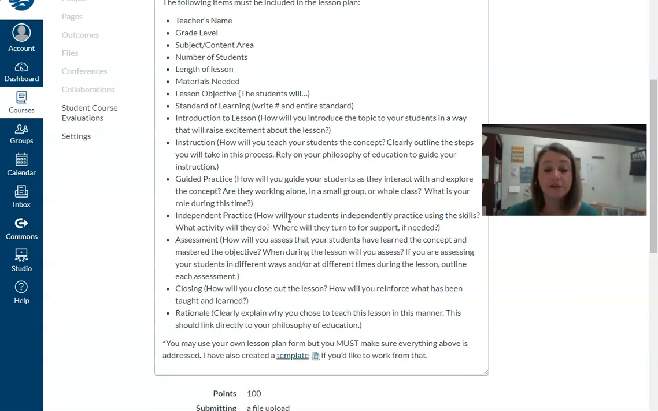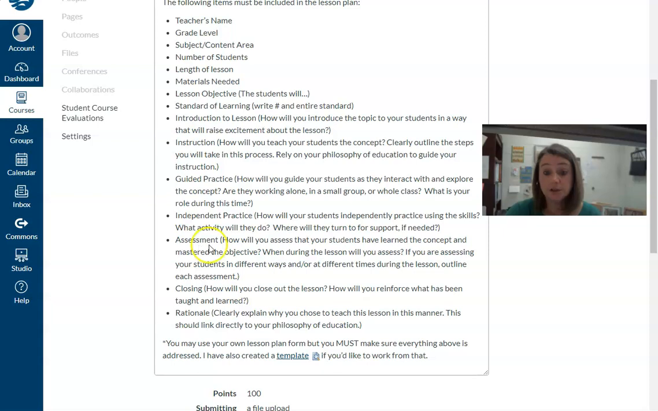So then you start getting into the actual teaching procedures, introduction to a lesson. How are you going to get them excited about what you're getting ready to do? What is your actual instruction going to be? Again, outline the steps that you're going to take. Guided practice: how are you going to guide the students as they're starting to work on this concept? Are they working alone, in a small group, whole class? What are you going to be doing? And how are you going to give them an opportunity for independent practice?